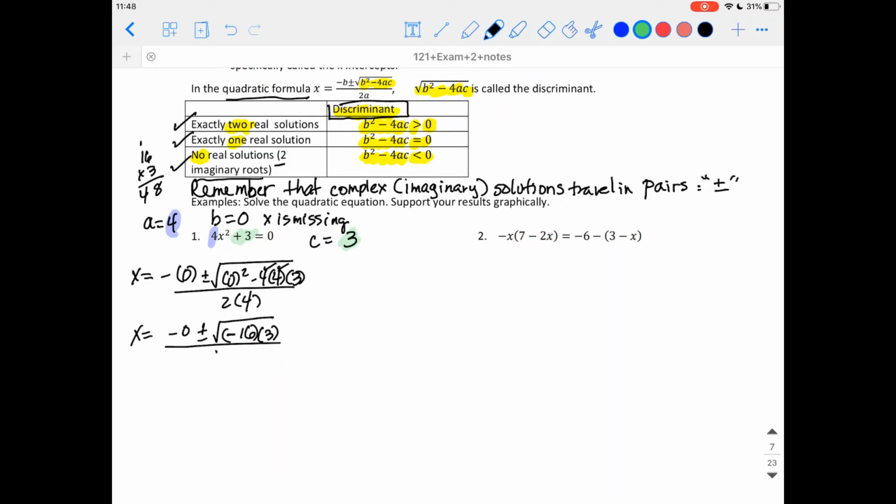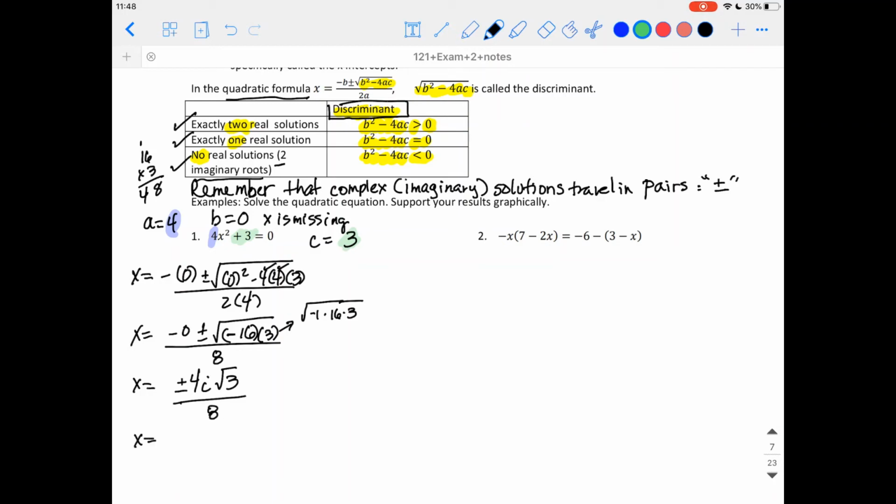All over 2 times 4, which is 8. And so I'm going to get x is equal to, so negative 0 is just 0. So positive or negative the square root of 16. I'm going to put this here. This is going to be the square root of negative 1 times 16 times 3. So the square root of negative 1 is i, and then the square root of 16 is 4, and we like to put it there. And the square root of 3 is ugly, so it stays inside the radical. All right, so then we have all over 8.